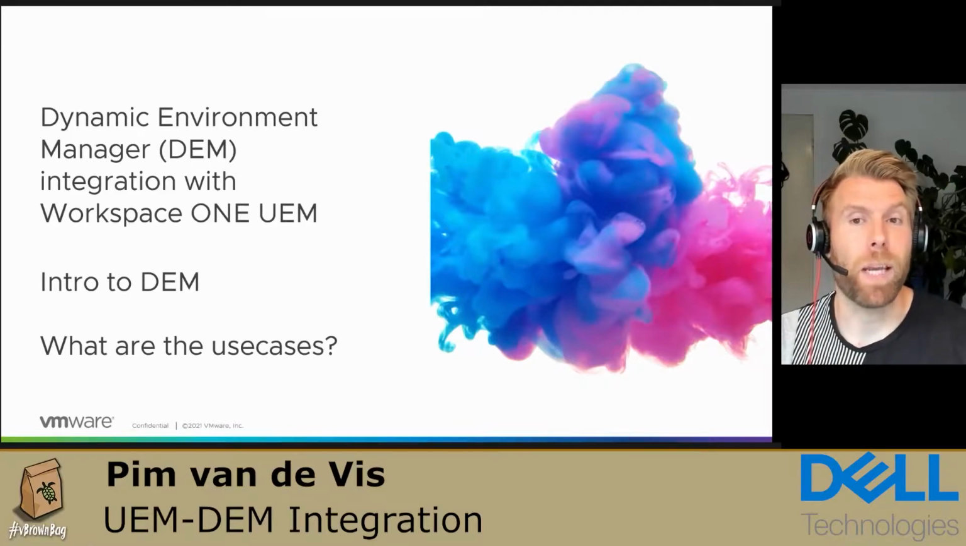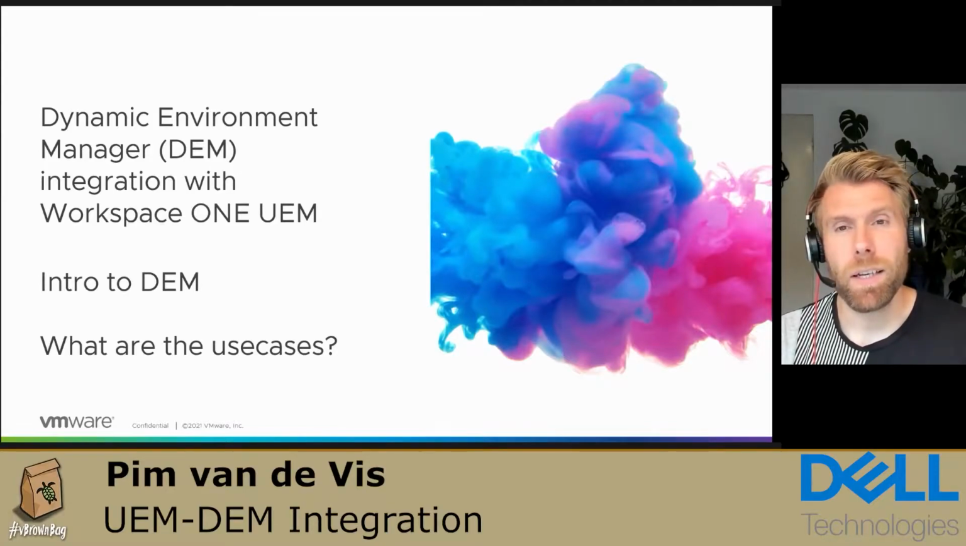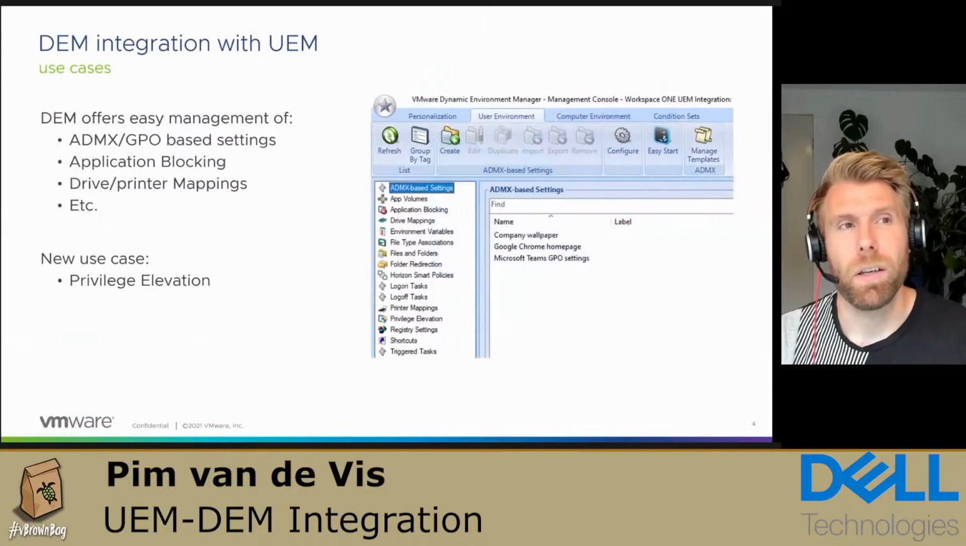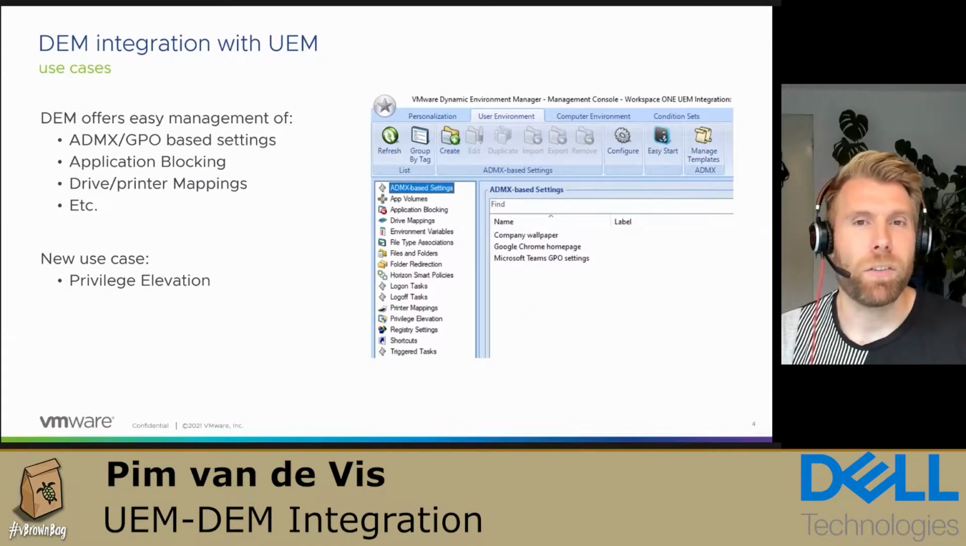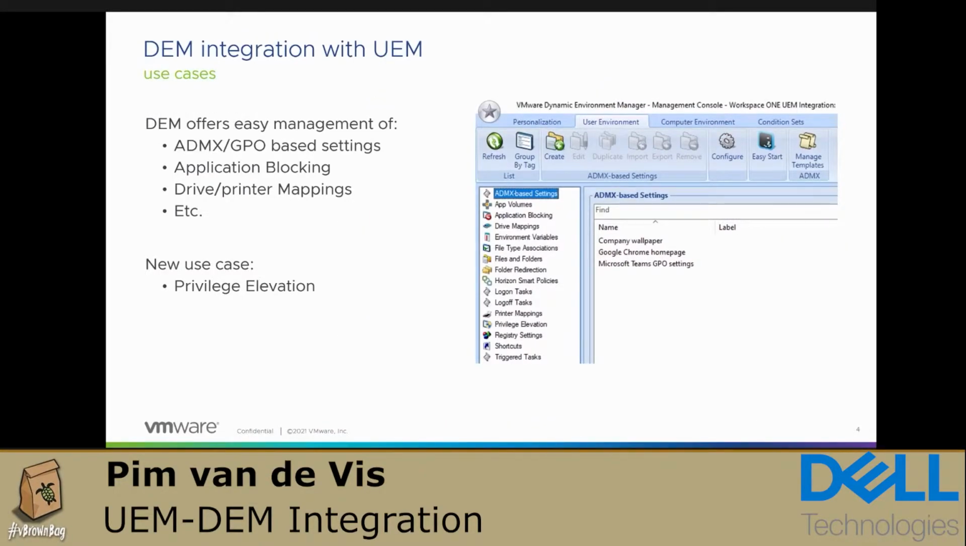And of course, the UEM acronym was also already used by Workspace ONE. So that's why we recently changed the name. So then let's see what those use cases are. With Dynamic Environment Manager, you can configure a lot of settings in the user and in the computer environment. Think of settings like ADMX-based settings. You can deploy GPOs basically, but without the computer needing to be joined in a domain. So that's pretty convenient in a Workspace ONE UEM environment.